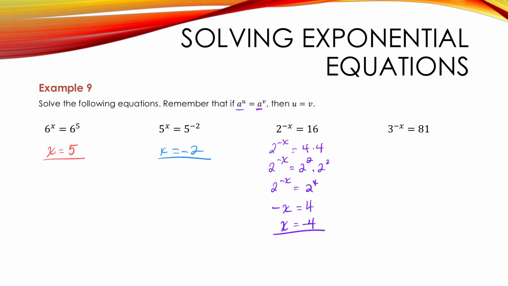That's one of our more complicated examples, but we're going to do another one. Now we have 3 to the negative x, and it equals 81. And 81 we usually think of as 9 times 9. So 3 to the negative x is 3 squared times 3 squared, which is the same as 3 to the 2 plus 2, which is 4. So negative x here equals 4. So x is negative 4.